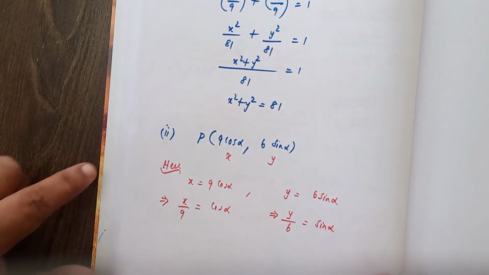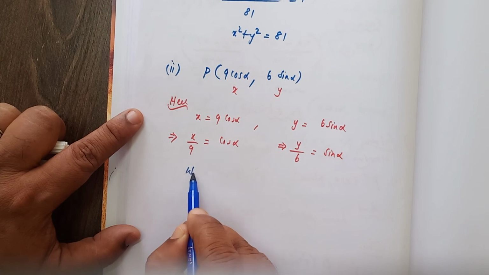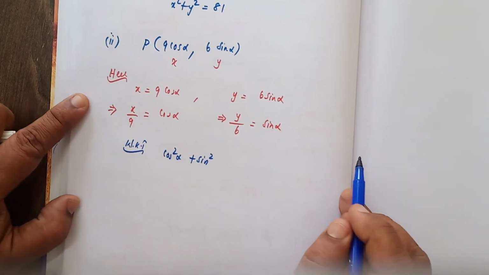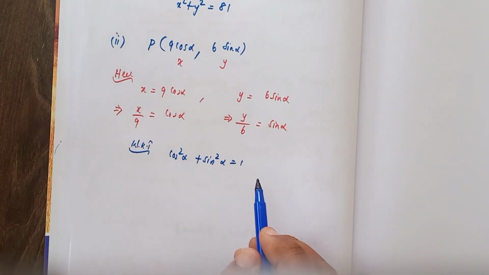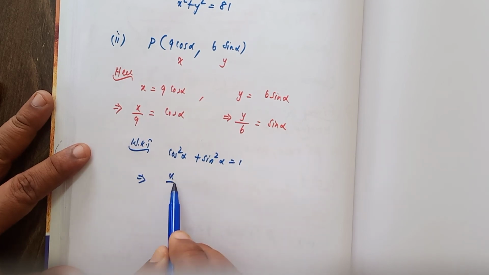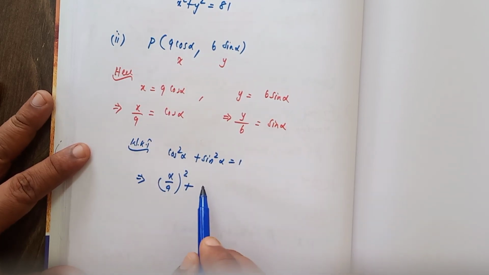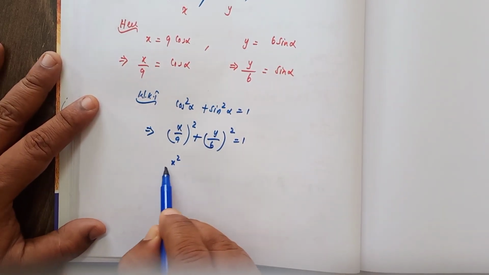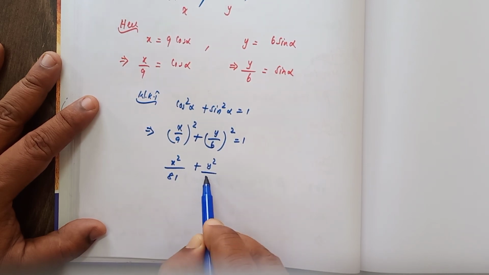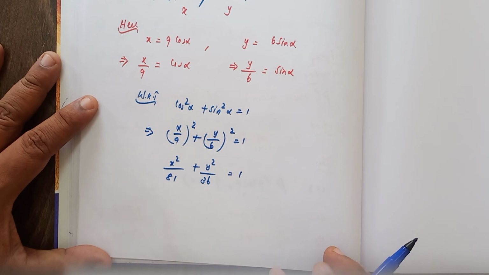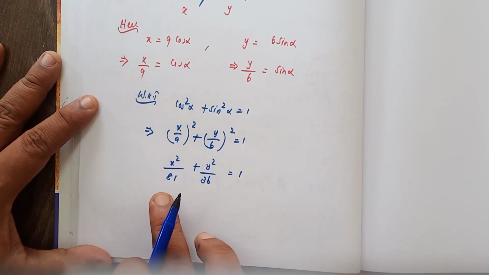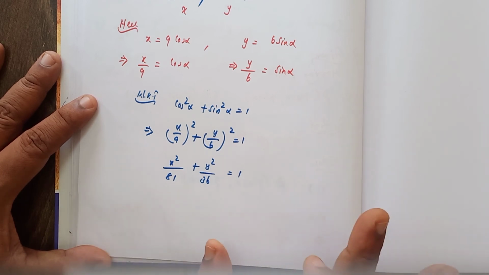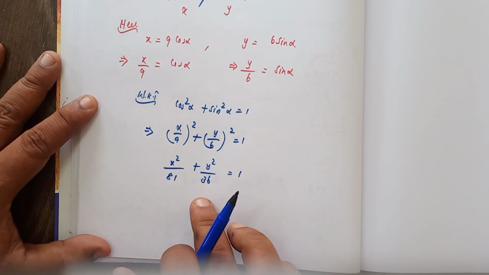We know that again cos square alpha plus sin square alpha is equal to 1. Cos alpha is equal to x by 9 and its square, sin alpha is equal to y by 6 and its square, is equal to 1. That is x square divided by 81 plus y square divided by 36 is equal to 1. Then you could take the LCM for 81 and 36, or else let it be. Automatically alpha has been eliminated. This is the locus of the point P.